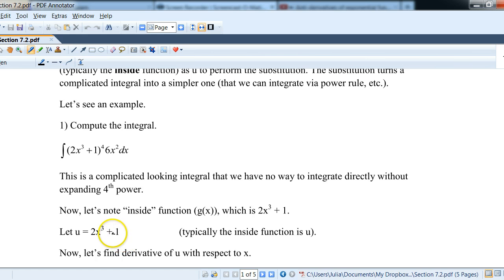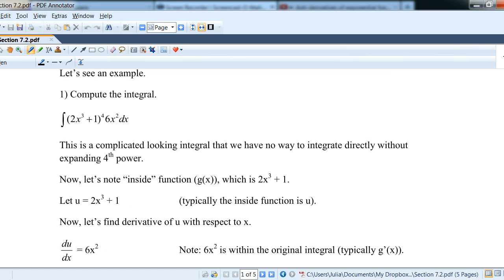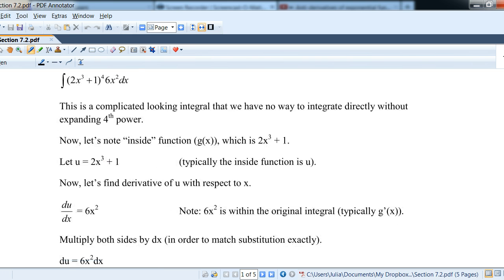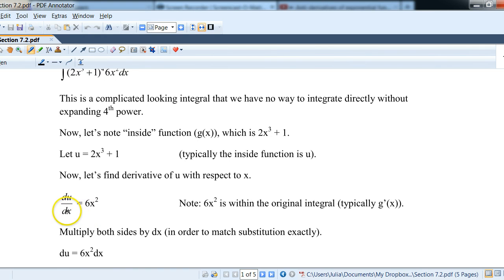Just differentiate, disregarding the integral for now. If we differentiate u with respect to x, we get du over dx equals the derivative of 2x cubed, that's 6x squared. The 1 is just a constant, so that will give us 0. And notice there was a 6x squared inside of the integral, so there is the derivative of u. What we need to do now is multiply both sides by dx, literally. So we'll get du equals 6x squared times dx, because when we substitute, we need the substitution to match exactly.